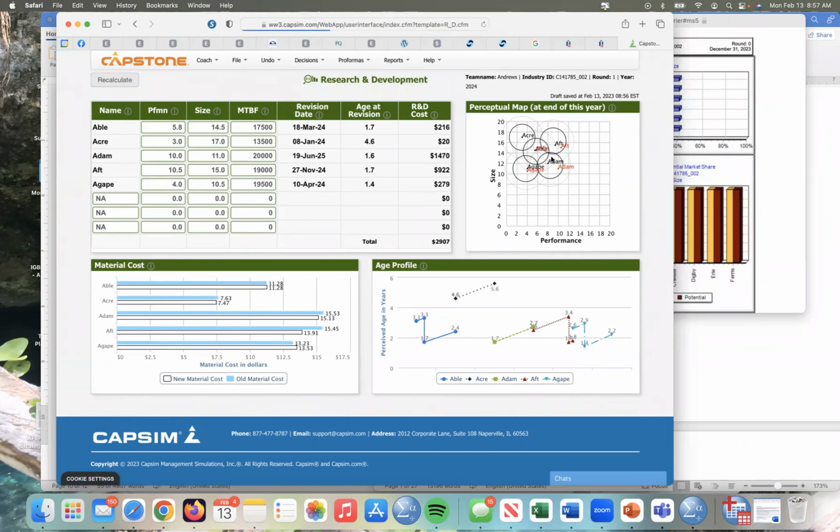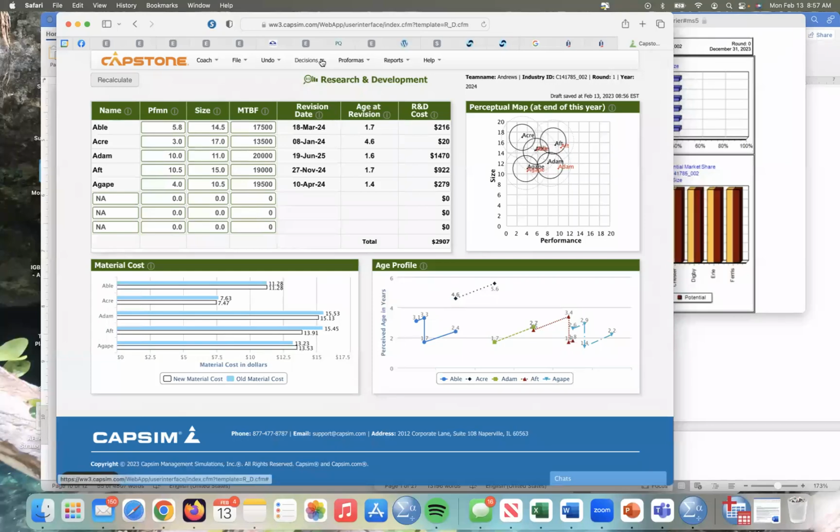So we have spent just a tiny bit of money innovating the traditional product, and we have an age, it's pretty young there. We've spent quite a bit of money innovating Adam and Aft and a little bit on a GAPE as well. So the only innovation we made in the low end product was just to reduce the MTBF so we could have some cost savings. And you can see when you look below, we did save a little bit of money, not a lot. Looks like we saved almost 20 cents.